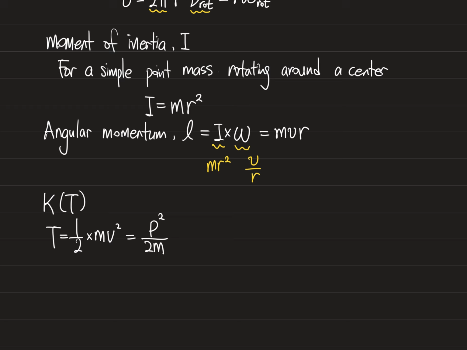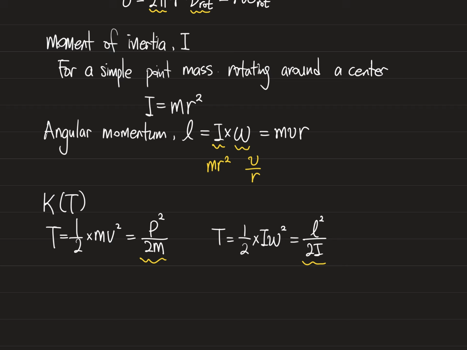Now look at the beautiful symmetry here. For rotational motion, the kinetic energy is half of I omega squared. And when expressed using angular momentum, this becomes L squared over 2I. So this form is exactly identical.